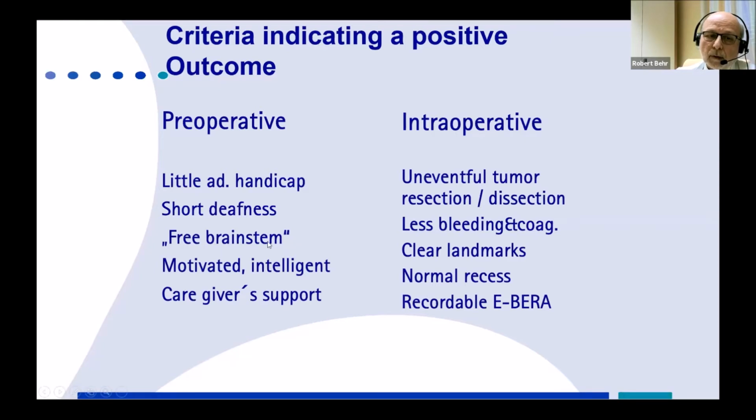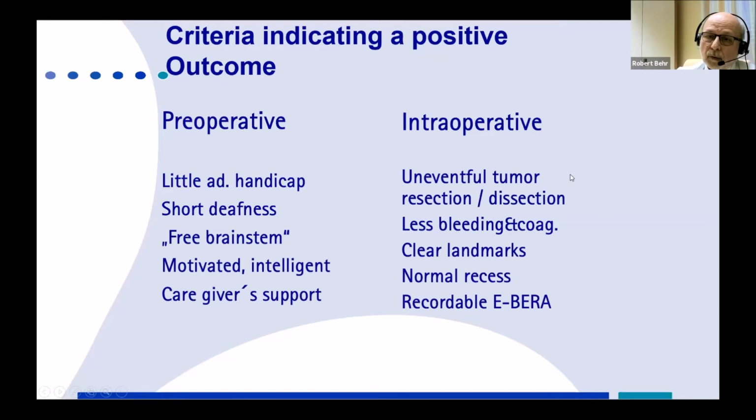Free brainstem, I call free brainstem an issue where there are no other lesions around the brainstem, especially in tumor patients, so in NF2. The implantee should be intelligent, motivated, and very important is caregiver support.